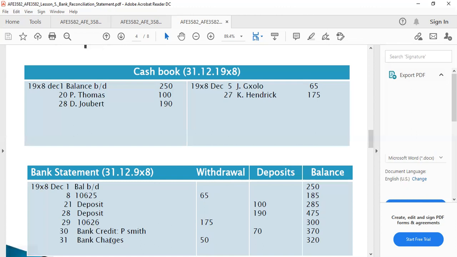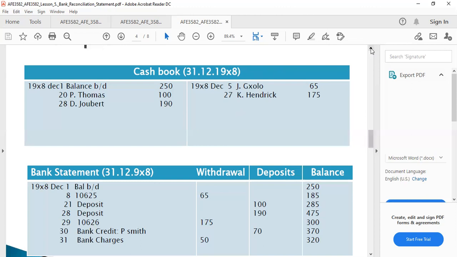You only get to know of the bank charges when you get your bank statement. So you need to record them in your cash book. You need to update your cash book. Do you understand? So on the credit side, you have bank charges of $50. Bank charges decrease your bank. Money is being charged, the charges. So your bank account is decreasing on the credit side of your cash book. Do you understand?